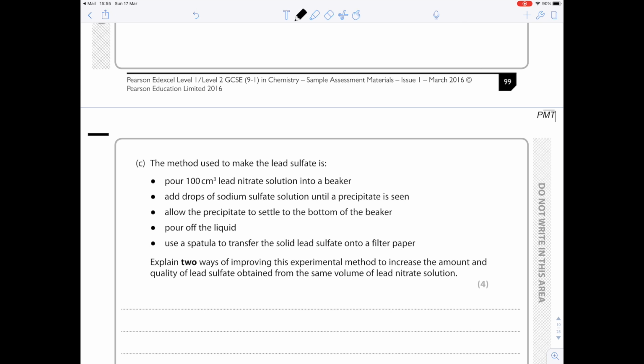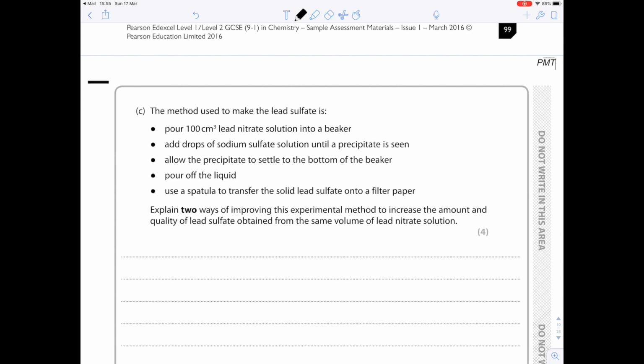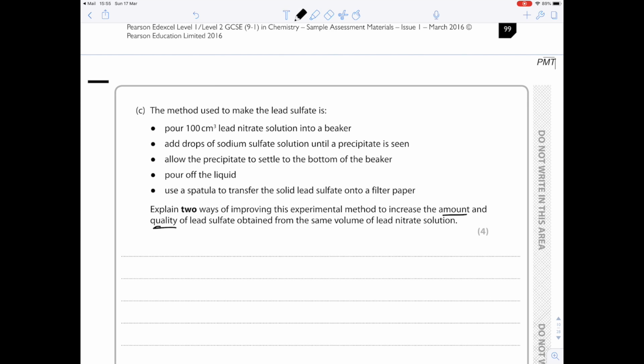C. The method used to make the lead sulfate is: pour 100 centimeters cubed of lead nitrate solution into a beaker, add drops of sodium sulfate solution until a precipitate is seen, allow the precipitate to settle to the bottom of the beaker, pour off the liquid, use a spatula to transfer the solid lead sulfate onto filter paper. Explain 2 ways of improving this experimental method to increase the amount, so how much you get, and the quality, so how pure it is, of lead sulfate obtained from the same volume of lead nitrate solution.